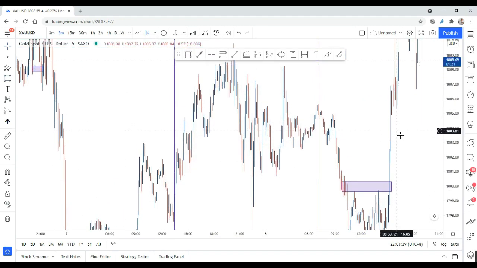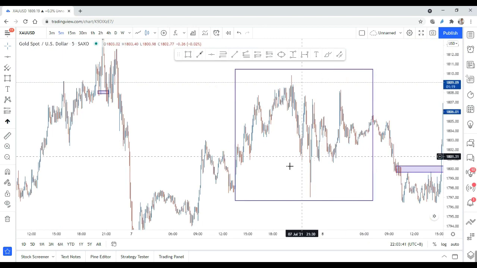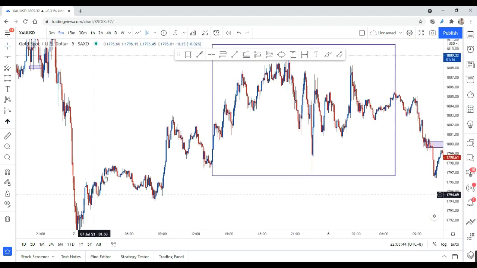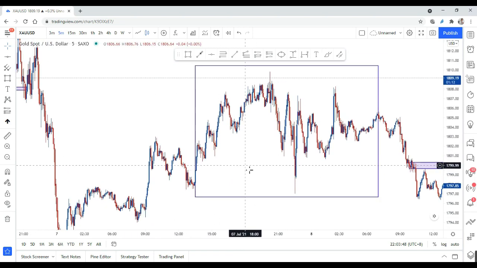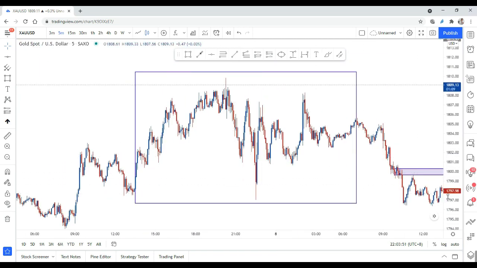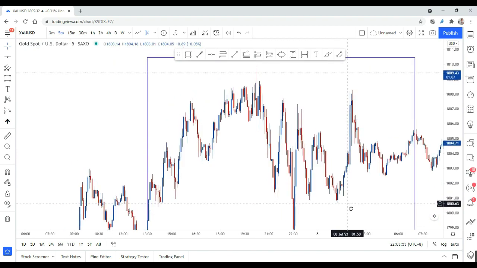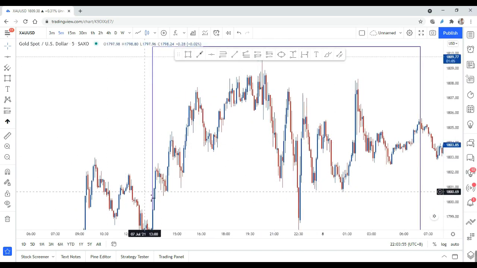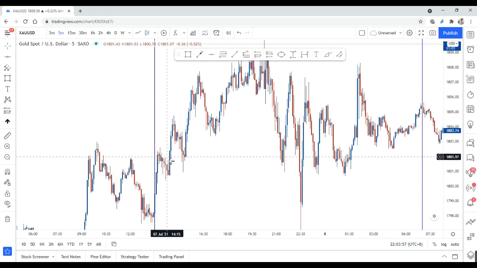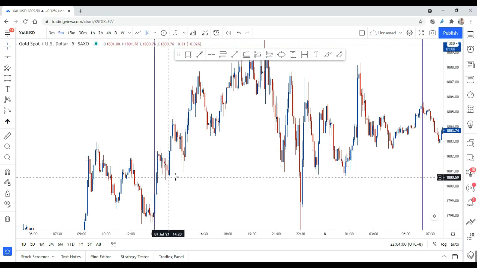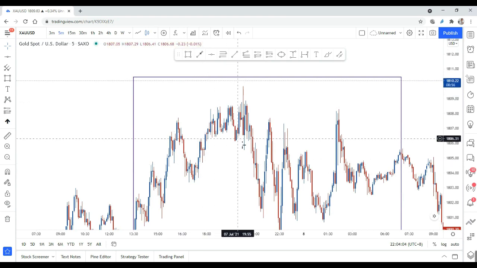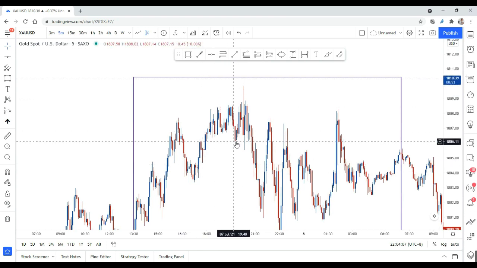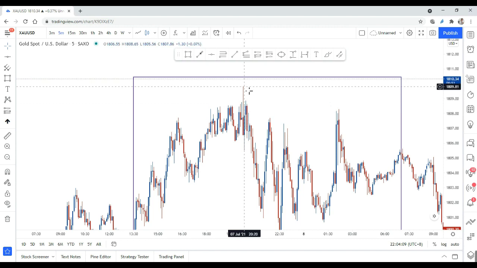Now look at the purple box over here. Just now I was explaining that the price is slowly coming back in a compression way. Then suddenly there is a very nice QML. The price is making a lower low, higher high, higher low, higher high, higher low, higher high, and then higher low. Then ultimately the head over here, a high high.